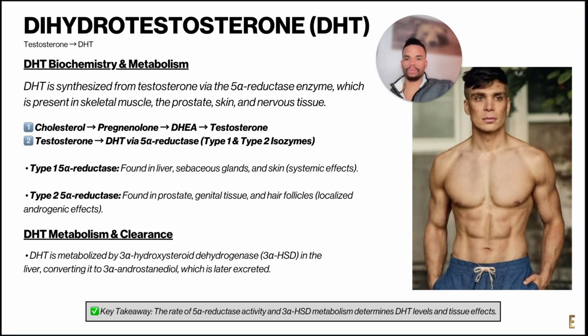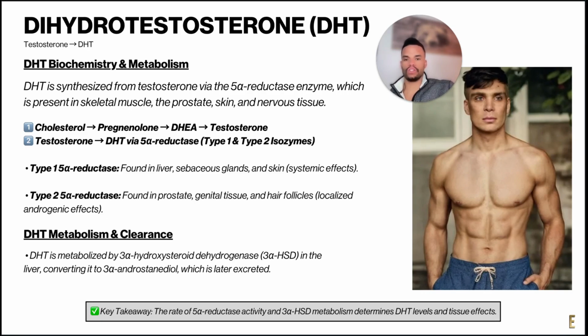derived from testosterone. So there are two types of 5-alpha reductase, and they have different effects. Type 1 is found in the liver, sebaceous glands, and the skin, and the systemic effects throughout the body include sebum production, which is just skin oil, and it regulates hair growth. Type 2 5-alpha reductase is found in the prostate, genital tissue, and hair follicles. It has localized effects, meaning DHT in these tissues plays a critical role in sexual development, reproductive health, and secondary male characteristics.